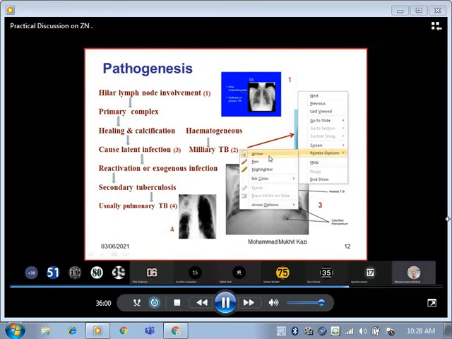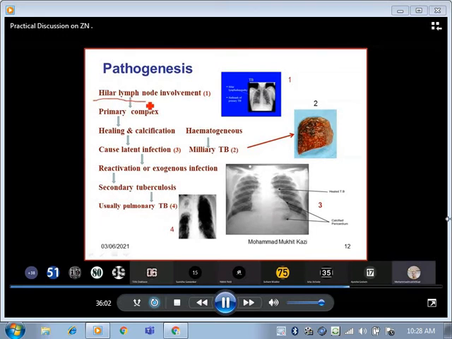Then what happens next? They generally involve the lymph nodes, and then they form a primary complex, and then healing and calcification occur. Generally, it is in the normal patient. What happens through hematogenous spread? They spread into the blood, and that is why it is called miliary tuberculosis. This is the diagram of miliary tuberculosis. Most of the time they remain quiet for a long time and cause the latent infection. They do not do any havoc in the lungs.